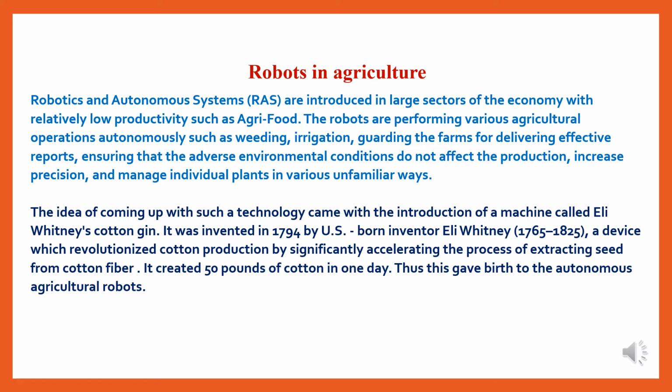The idea of coming up with such a technology came with the introduction of a machine called Eli Whitney's cotton gin. It was invented in 1794 by US-born inventor Eli Whitney, a device which revolutionized cotton production by significantly accelerating the process of extracting seed from cotton fiber. It created 50 pounds of cotton in one day. Thus, this gave birth to the autonomous agriculture robots.